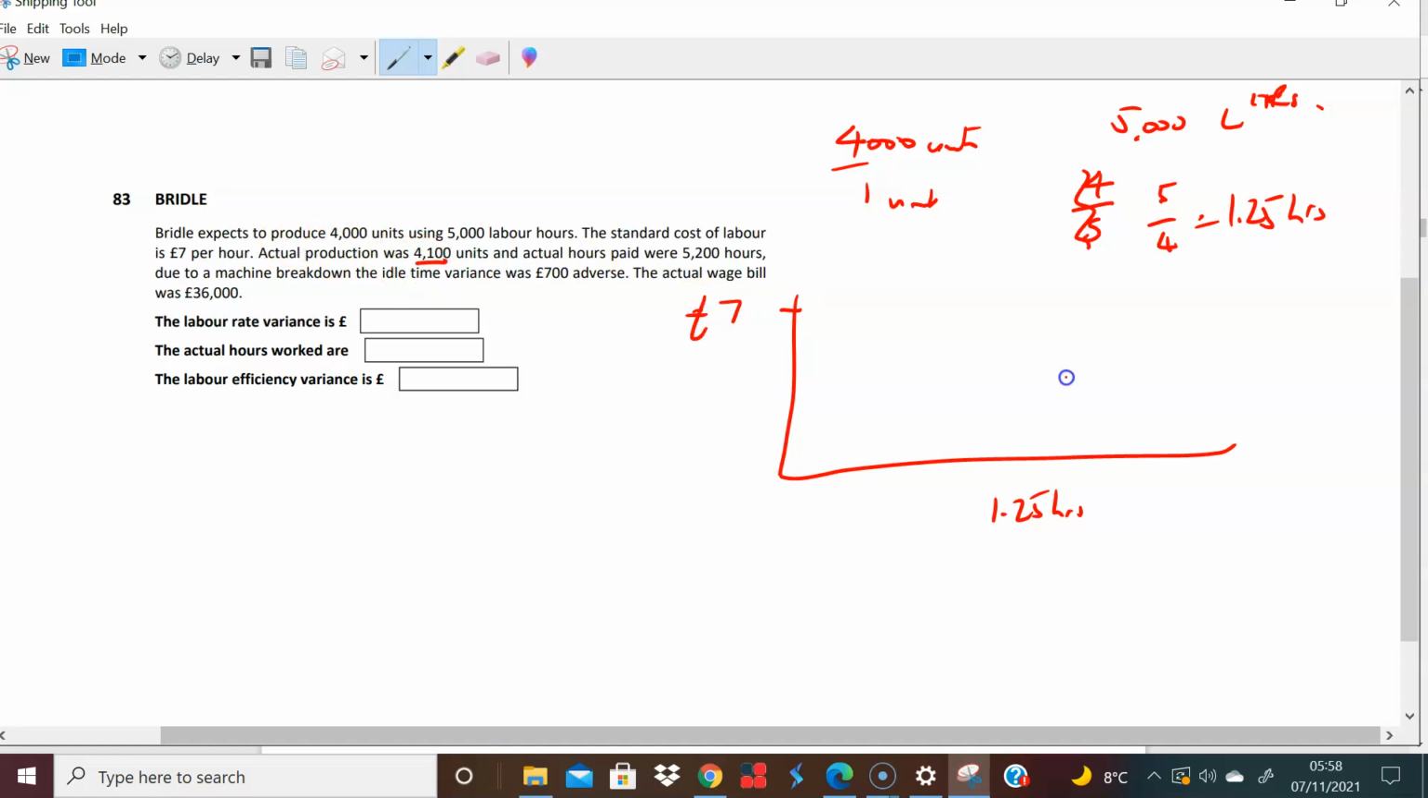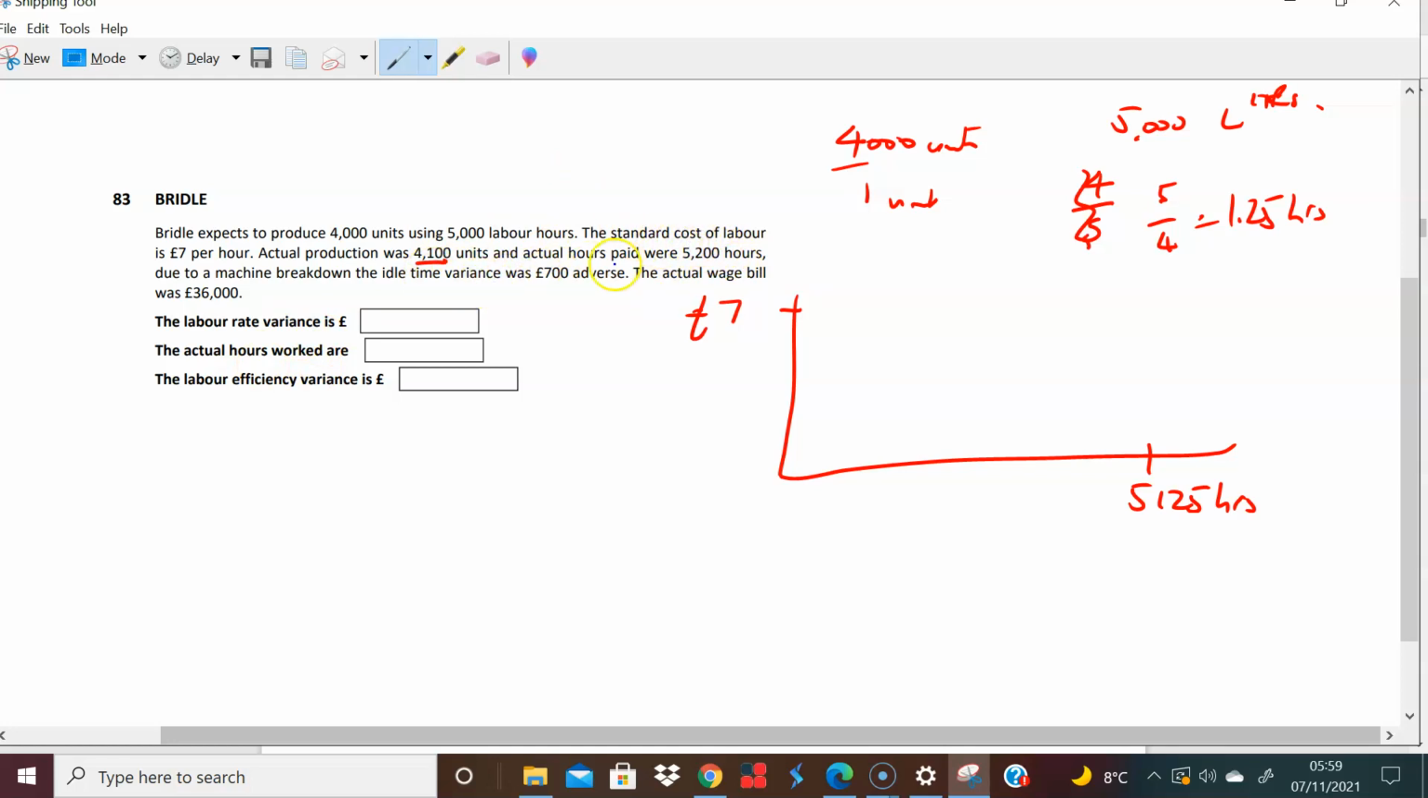So I'll just calculate my standard out first. To make 4,100 units, it's 1.25 times 4,100. I'm expecting you to spend 5,125 hours. So I'll just give myself some space. What actually happened? Well, we need all the information really.